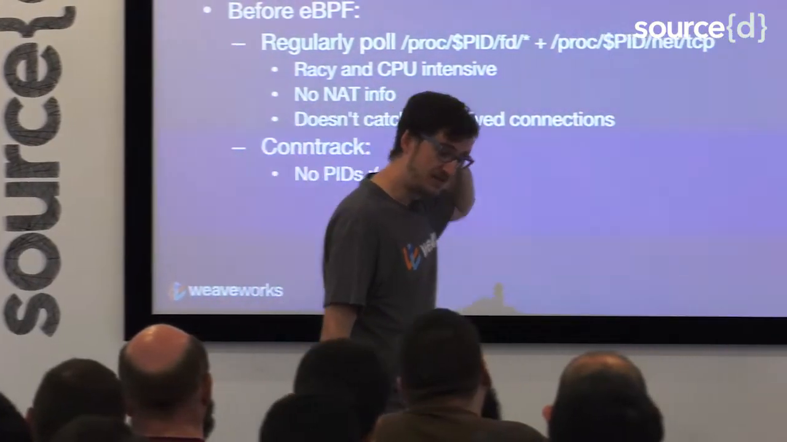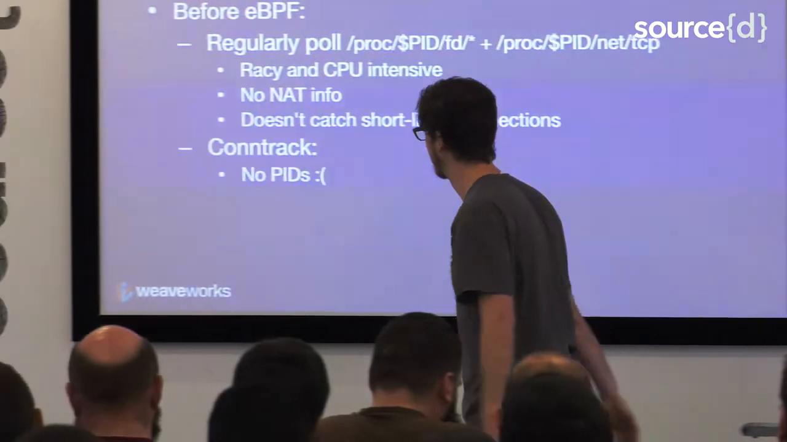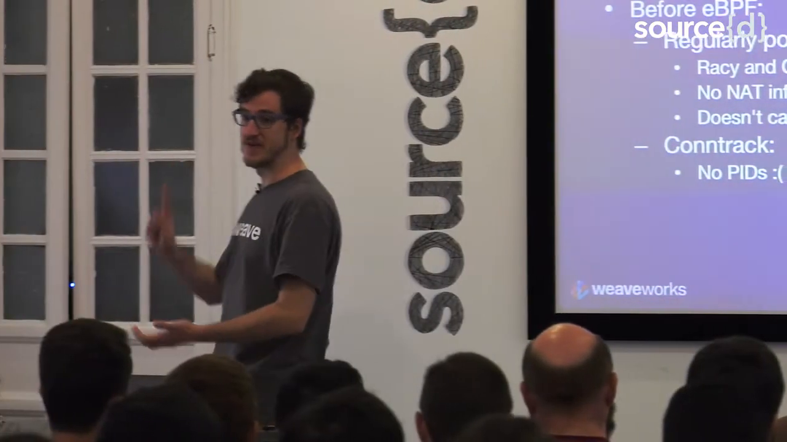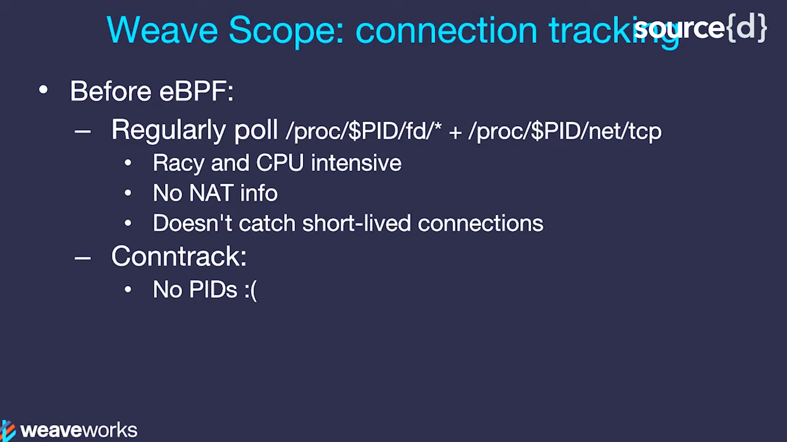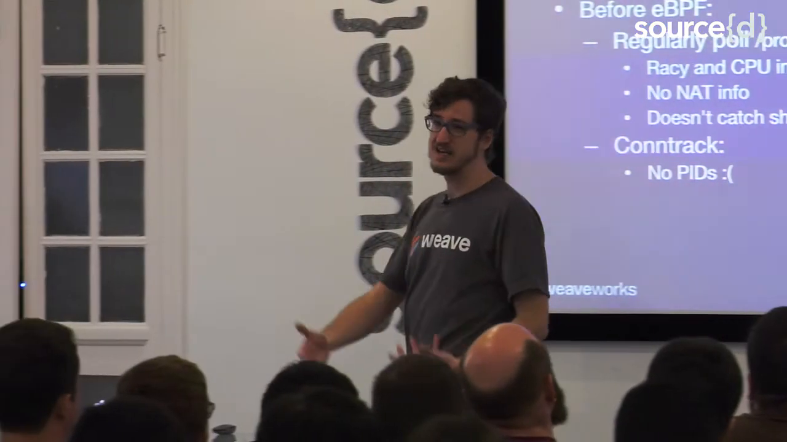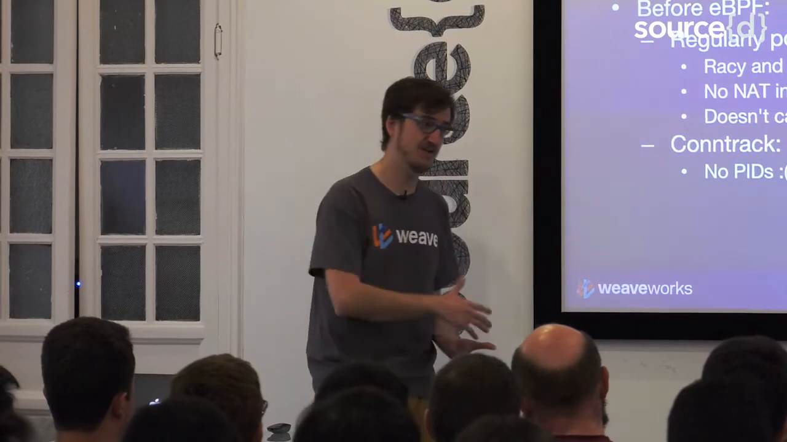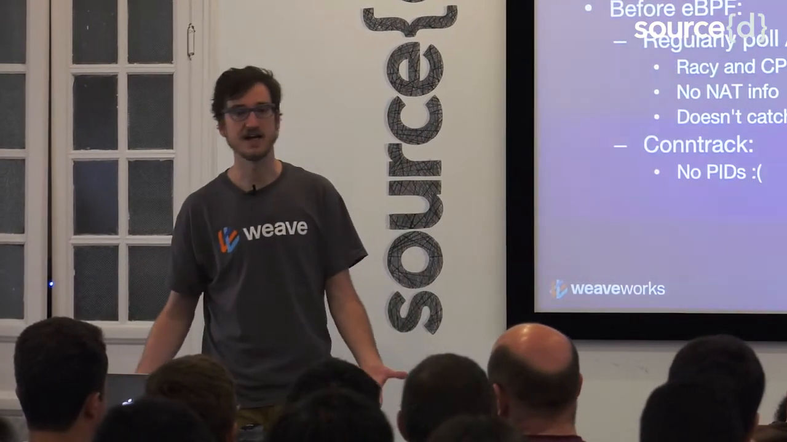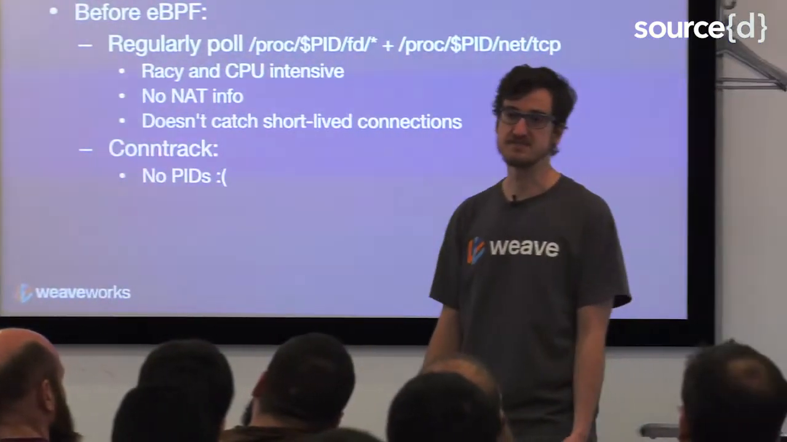As an alternative, we started using conntrack. Conntrack allows you to track connections, and it gives you NAT information. It's event-driven, so you don't need to poll, and it was much nicer, but it doesn't give you PIDs. And without PIDs, you cannot associate it to a specific process. We started doing things such as, okay, but let's assume that the IP of a container is unique. So if that IP is unique, and we have a connection coming from that IP, it surely comes from that container, right? But what if you have multiple processes running in the same networking namespace?